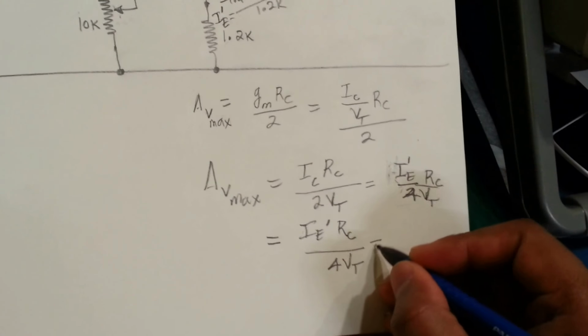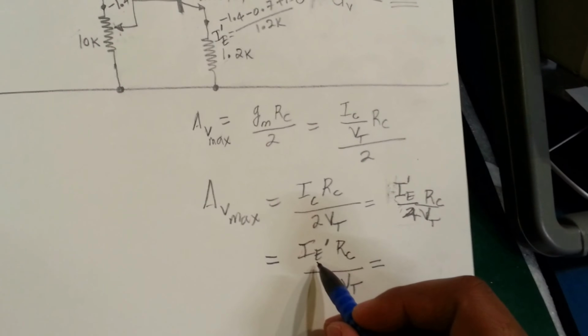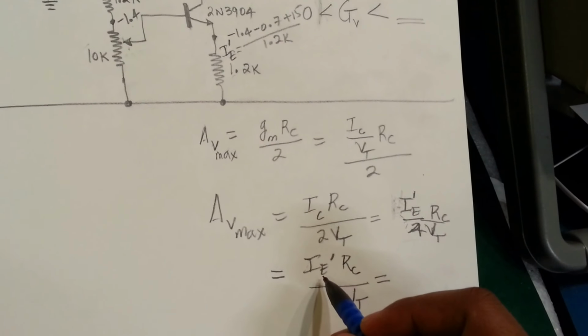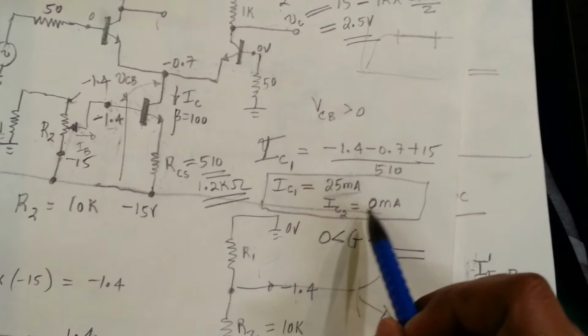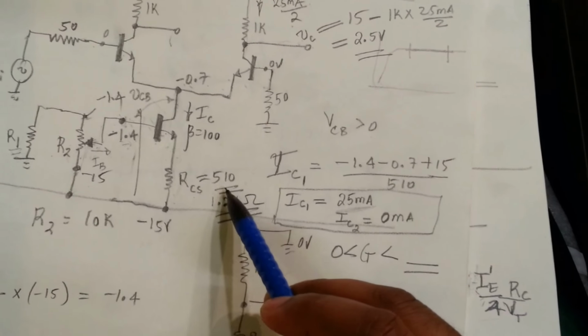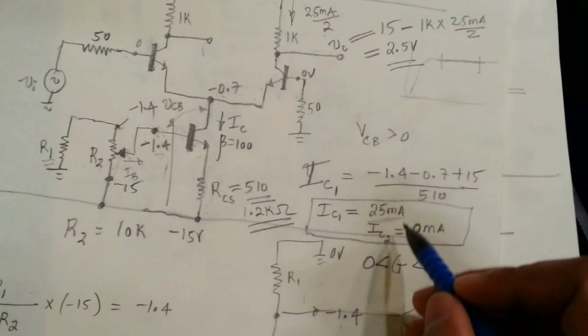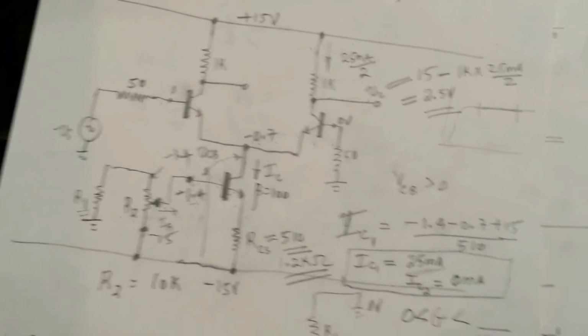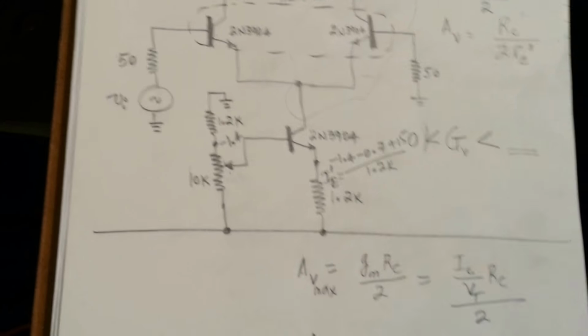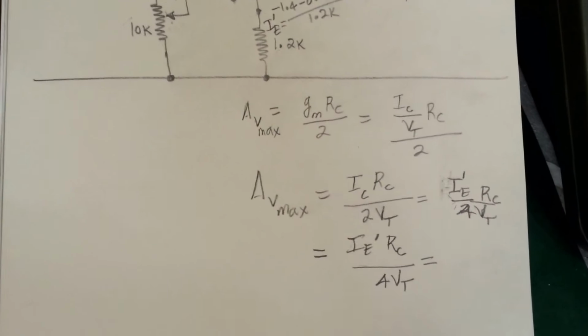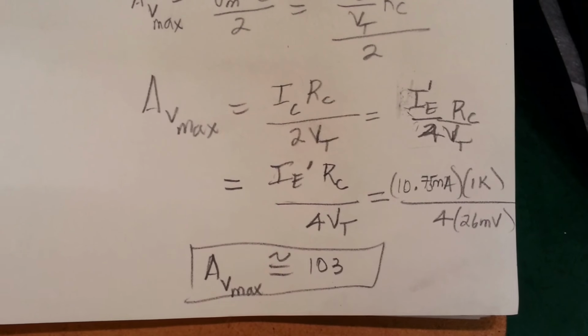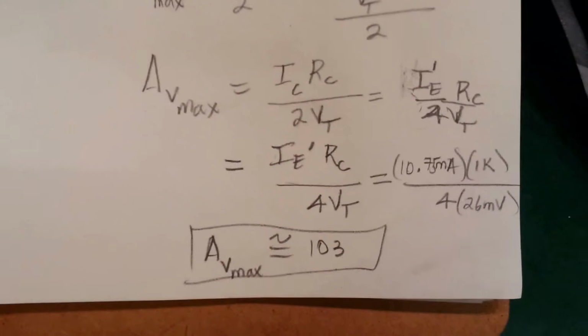So if we put all these values in, we have calculated IE in the previous video, right? Remember, we said it was 25 milliamps for 510 ohm resistor, but for 1.2 kilo ohms it's going to be close to half of that. So if I calculate and tell you the actual value, the maximum gain is 103.